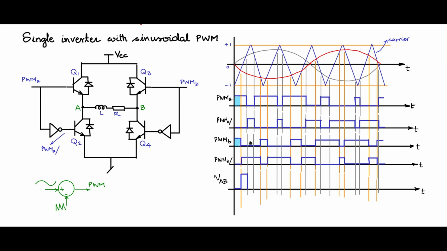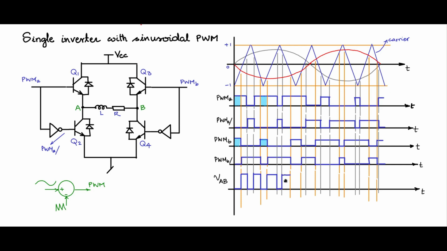Then PWM-B is 0, PWM-A is 0, VAB is also 0. PWM-A is having a positive pulse, PWM-B is 0, so therefore VAB will be having a positive. Now here you have PWM-A is a positive pulse, PWM-B is also having a positive pulse, so it will be 0 at the output VAB. And here PWM-A is having a positive pulse, PWM-B is 0, you have a positive VAB, and both are 0. PWM-A and B are 0 at that point, so here it will be 0.